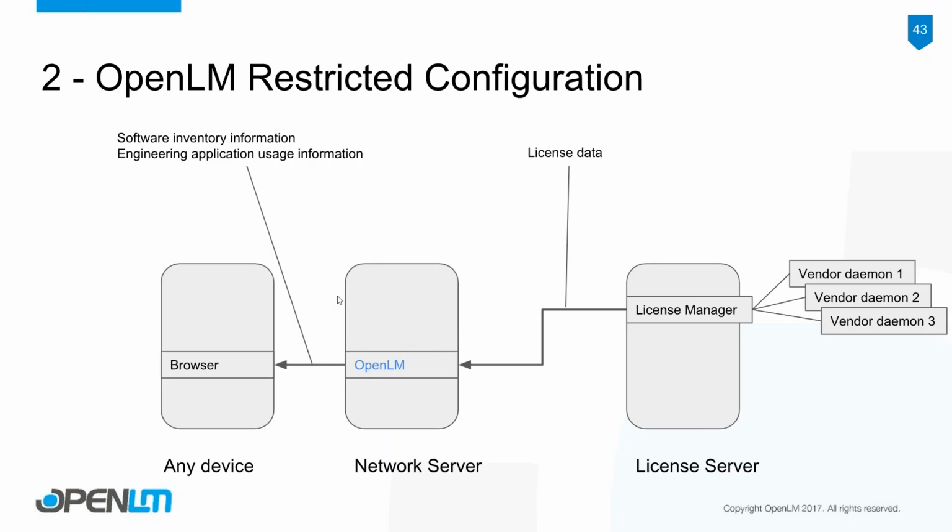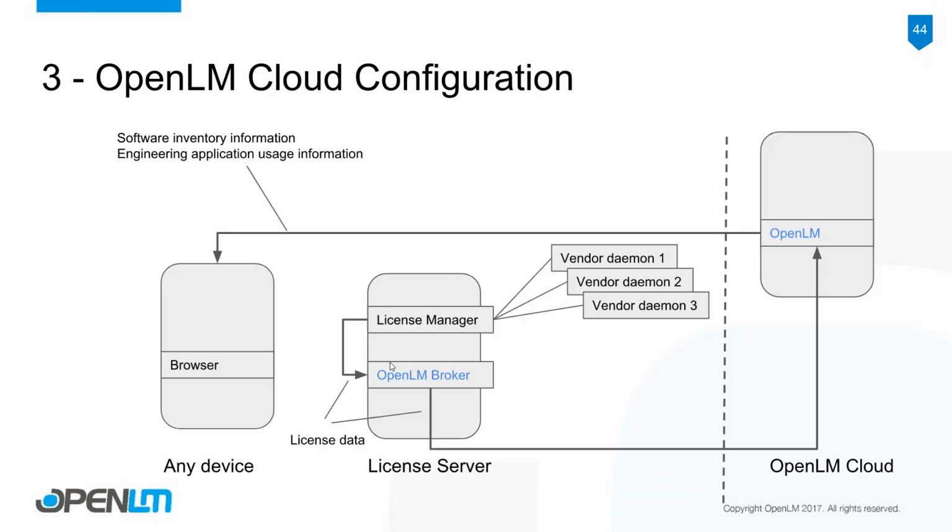The second configuration that we have is the restricted configuration. This is for clients that cannot install or are not allowed to install anything on the license server. So in this case, the license manager will directly send information to OpenLM. Now, without the broker, some data cannot be retrieved. For example, denials information cannot be retrieved. So it's only used in cases where it's not possible to install anything on the license server.